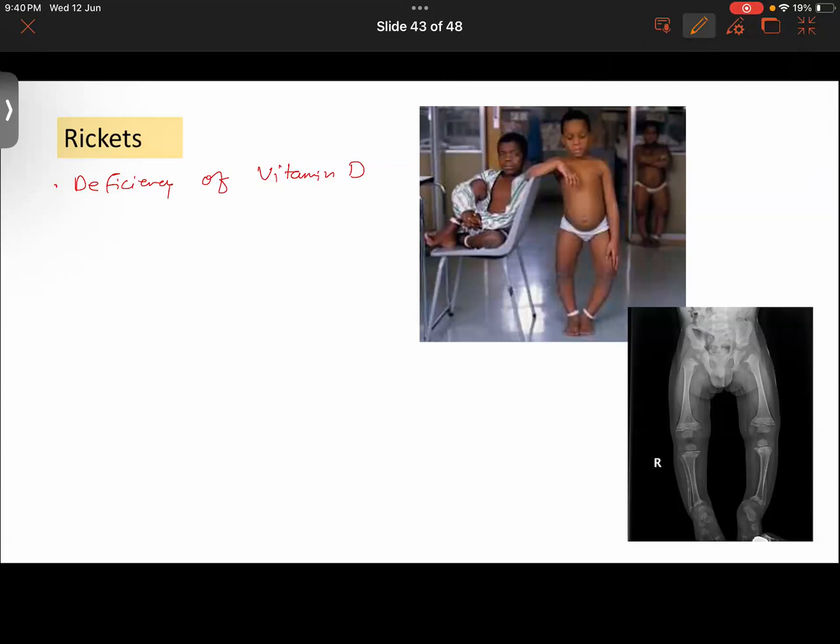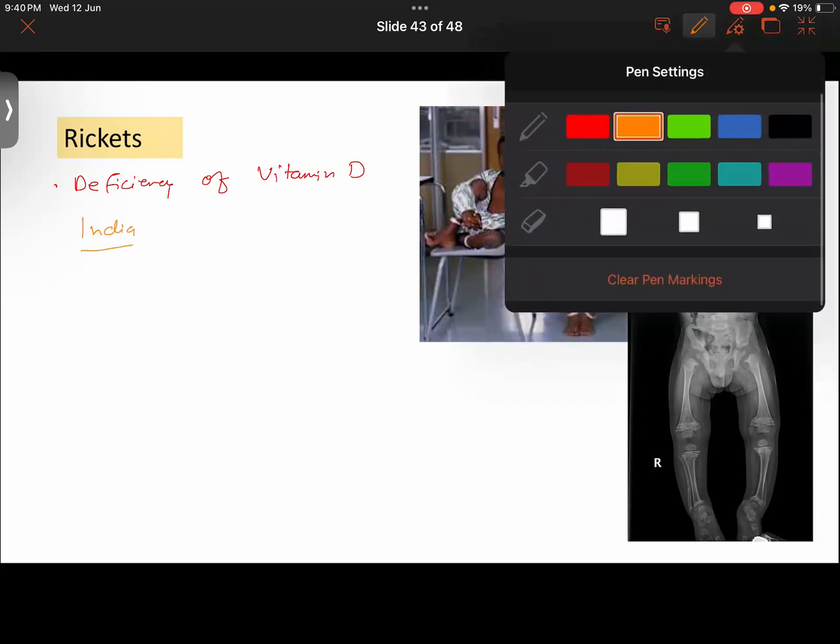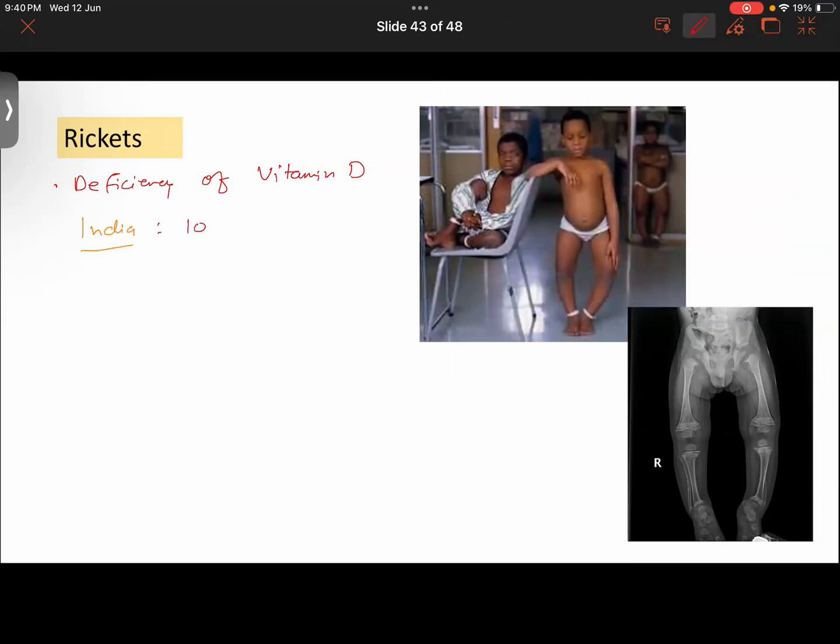Okay, this is a very common deficiency disease. If you were to talk about India alone, every year around 10 million cases of rickets are registered. Although this is not important from the examination point of view, I'm just telling you an extra fact. So 10 million people suffer from this condition every year in India.